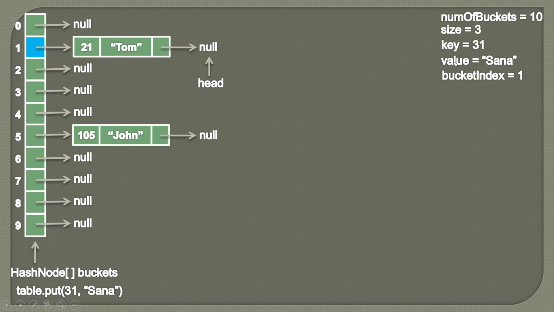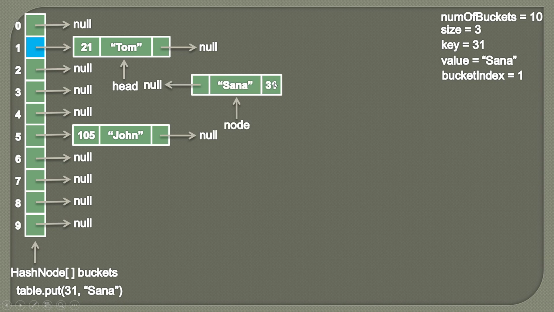And as we are adding this key value pair, we'll increment the size by 1, and then we'll bring head to its first position again. Now we'll create our hash node with this key value pair. So key is 31, value is Sana, and its next is pointing to null. So here now we are inserting this node at the beginning of the list. So what we saw already here.